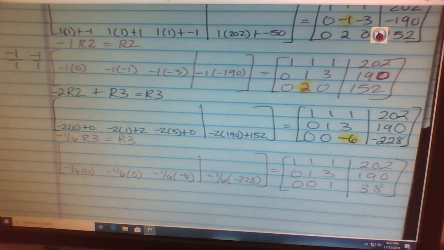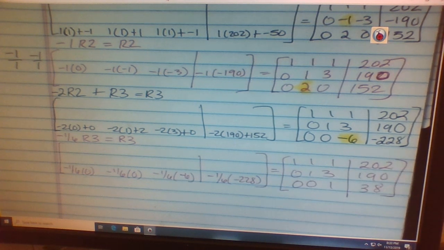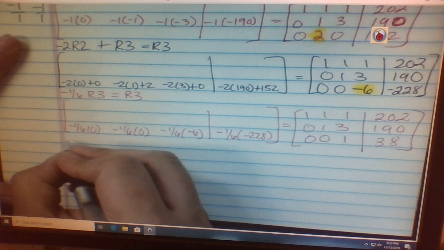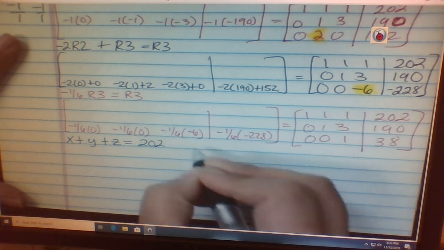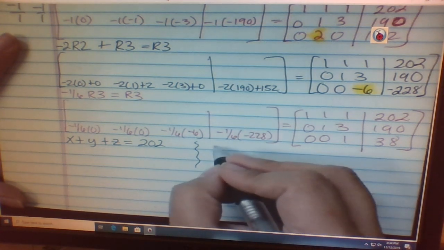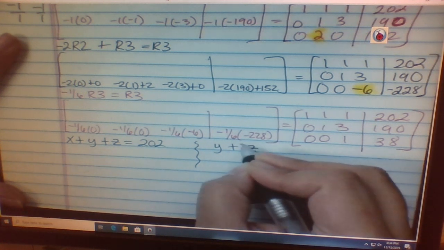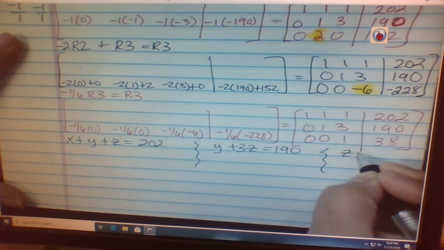How beautiful is that? Now, how many equations can I get from here? 3. 1, 2, and 3. So this is where we stop. Then we do everything algebraically from here. The first equation is x plus y plus z equals 202. The next equation is y plus 3z equals 190. And my third equation, z equals 38.